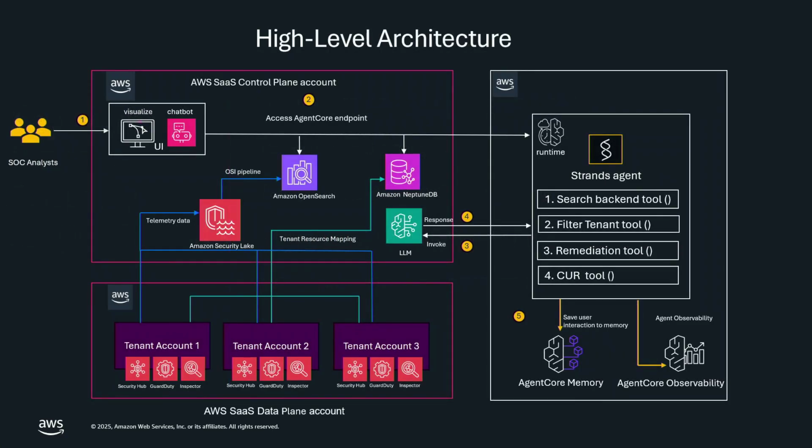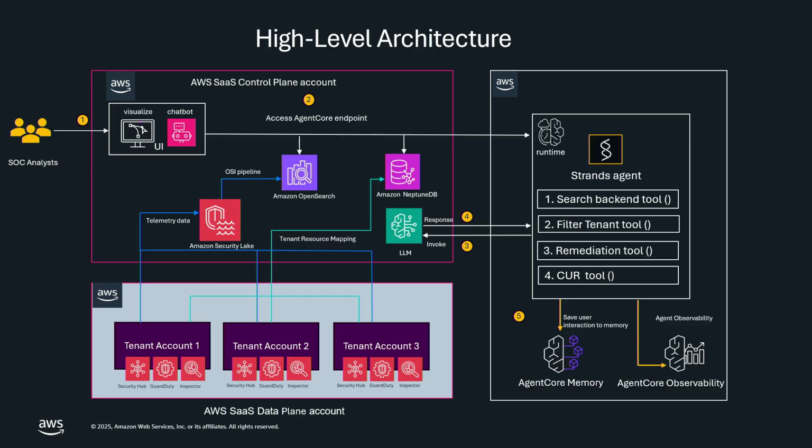So this is the high-level architecture of the prototype. So what we have here is the design of the SaaS control plane and the data plane, and I'm going to explain how this all glues together. So the highlighted one is the data plane. So we have 3 tenants for the prototype, and the way we have set this up is in order to capture the alerts, the telemetry data, we are leveraging native AWS security services, which includes Security Hub, GuardDuty, and Inspector.